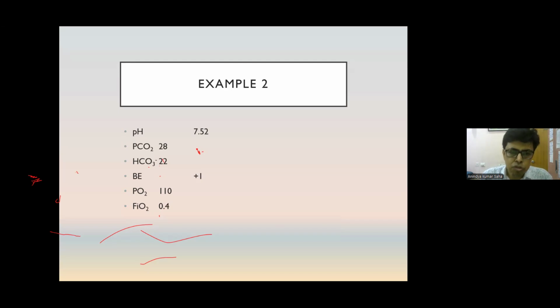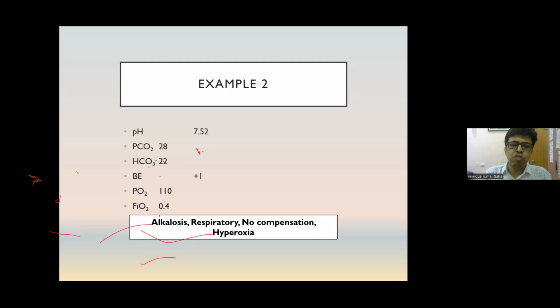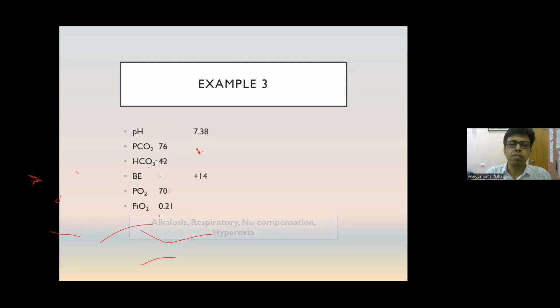Coming to example 2, it is alkalosis. PCO2 is 28, very much lower than normal, and bicarbonate is 22. We can see it is at the lower range of normal, but PCO2 is showing the lower value. So it is respiratory alkalosis, and oxygen is slightly higher, so it is hyperoxemia. Again, there is no compensation. That's why pH is very high, and it is respiratory alkalosis.